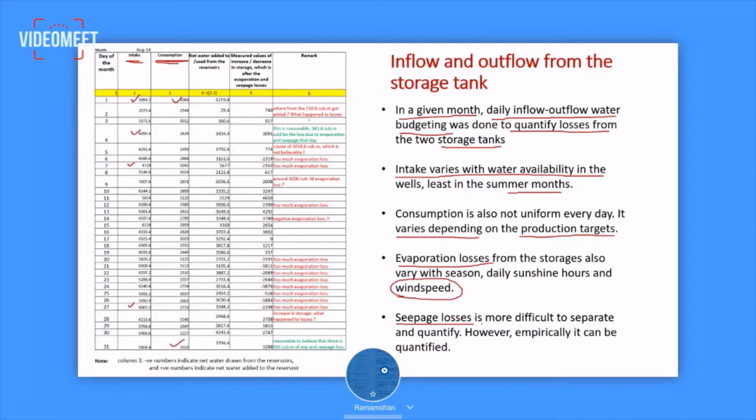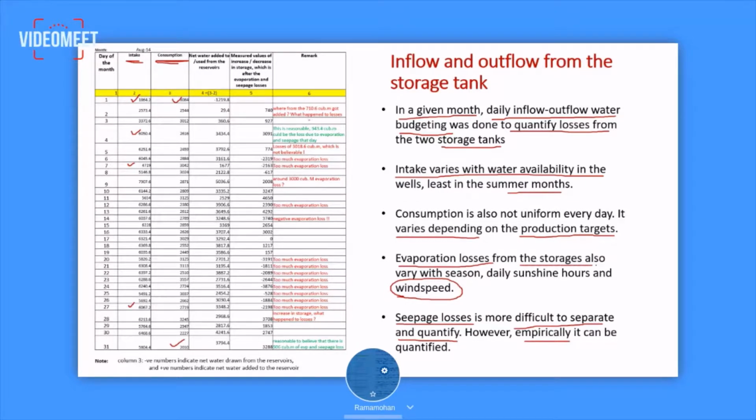The seepage loss is because water is already stored in these tanks, and these tanks were constructed some time ago. We do not know exactly what the bed is made of, and how much the seepage loss is. There is a difficulty of quantifying and separating it, but of course there are empirical methods that can be quantified using some formulas. Whereas when it comes to evaporation loss, there is a bit more clarity.